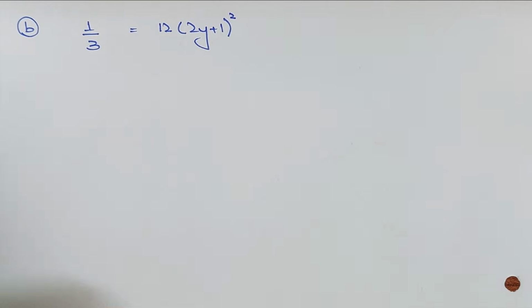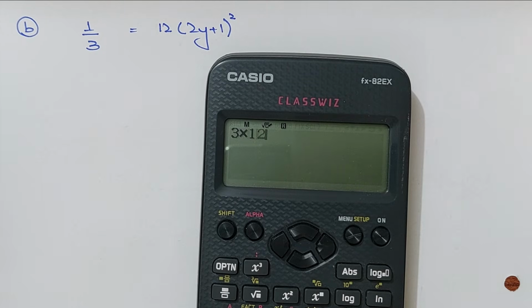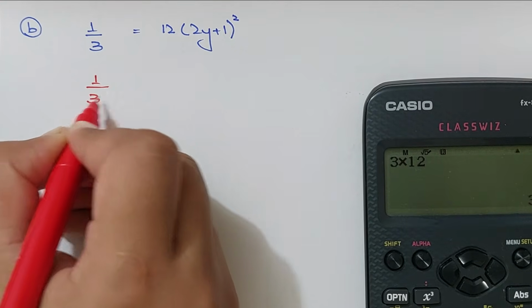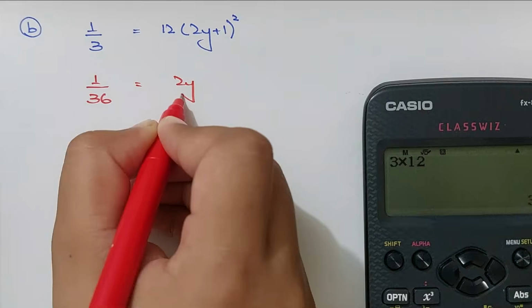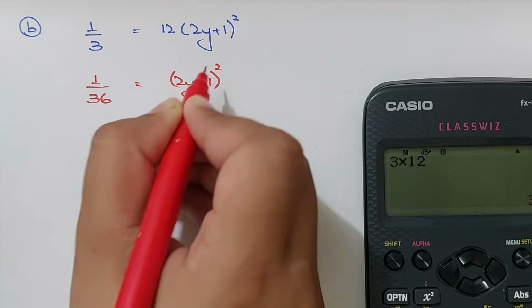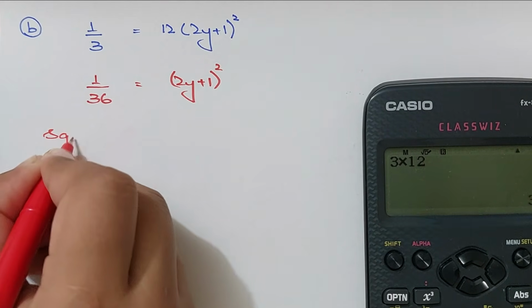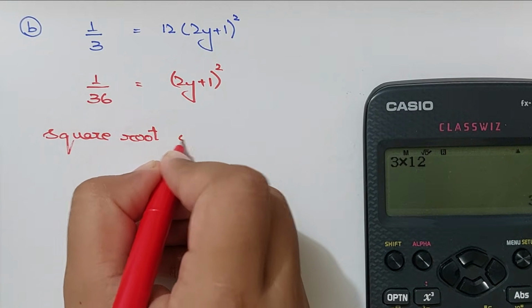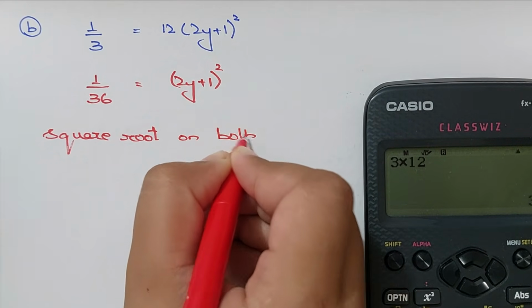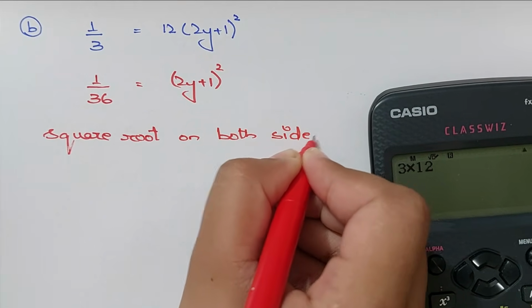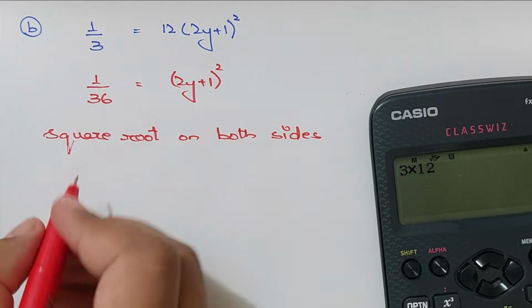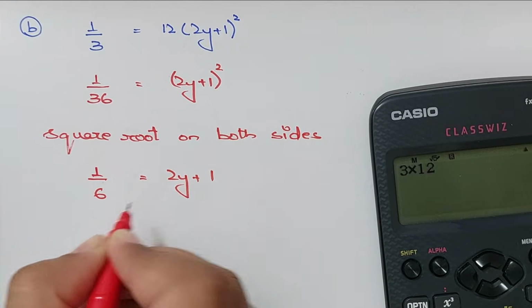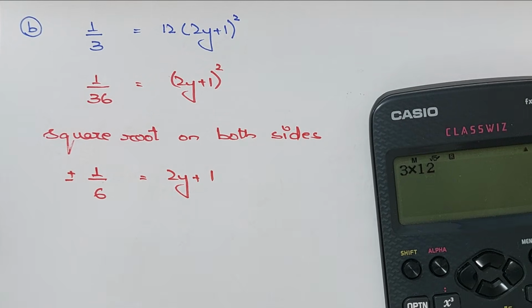Okay, let me do further simplification. So 3 times of 12 is 36, right? 1 over 36 equals 2y plus 1 whole square, right? Square root on both sides. Right. So square root of this and square root of this is 1 over 6, and this is 2y plus 1 with plus minus, right?